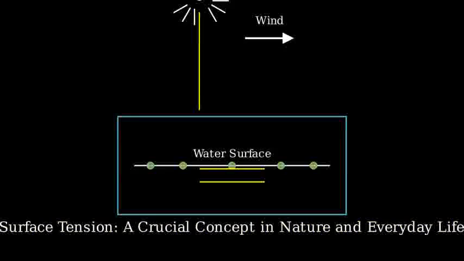In summary, surface tension is an important property that governs many natural phenomena, from the way liquids behave to how plants and animals interact with water. By understanding surface tension, we gain insights into both the intricate mechanisms of nature and the practical solutions in our daily lives.